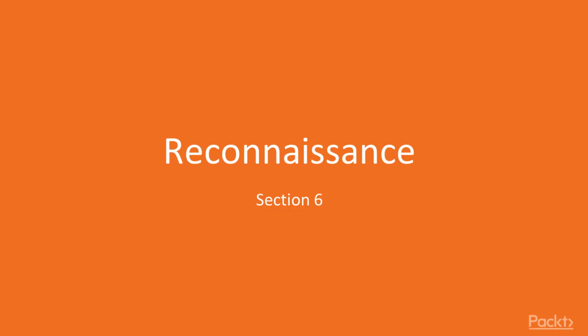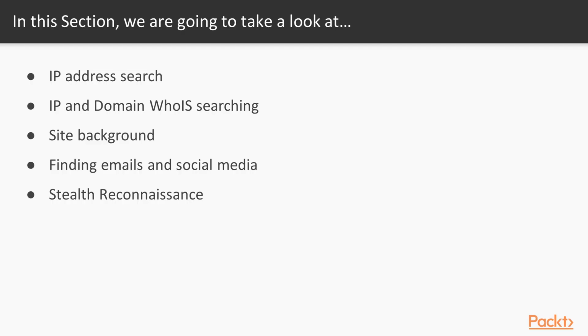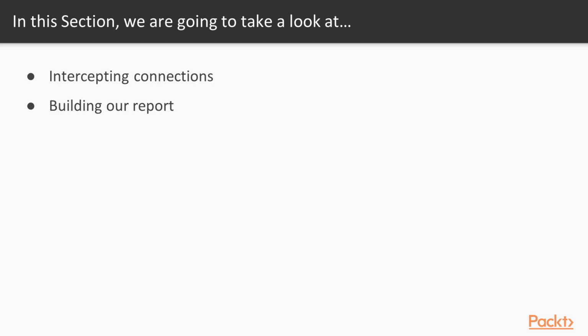We're in section 6 of Kali Linux penetration testing, reconnaissance. In this section, we're going to learn a whole lot: IP address search, IP and domain name, whois searching, site background, basically what we're going to learn about the website. We're going to learn about finding emails and social media. We're going to perform stealth reconnaissance, learn how to intercept those connections, and then essentially we're going to build a report.